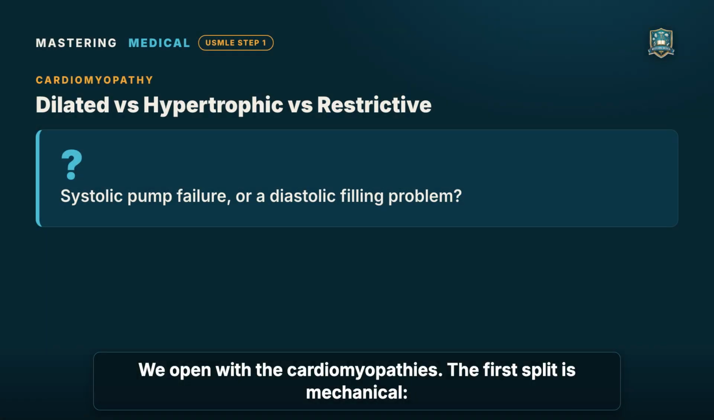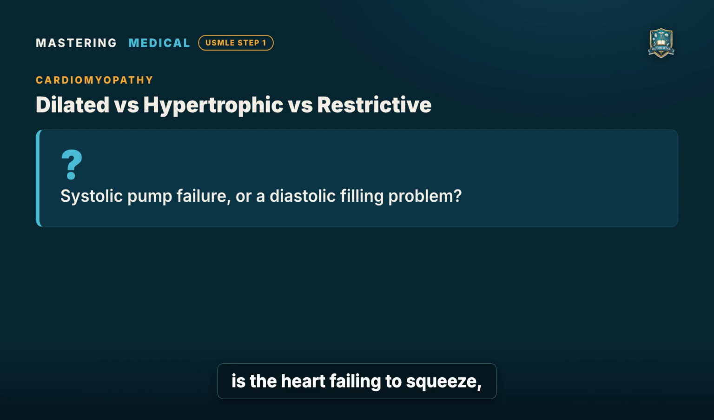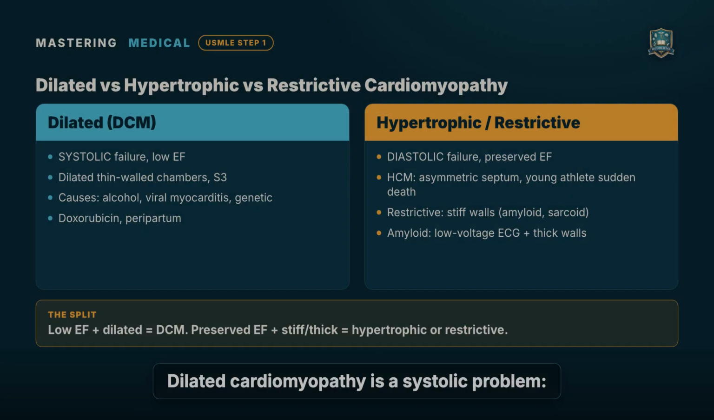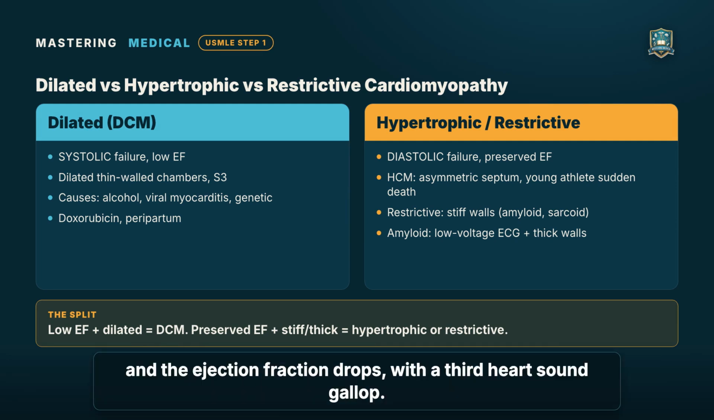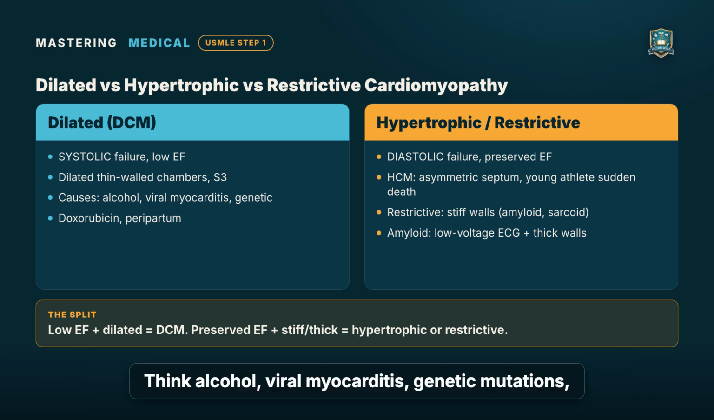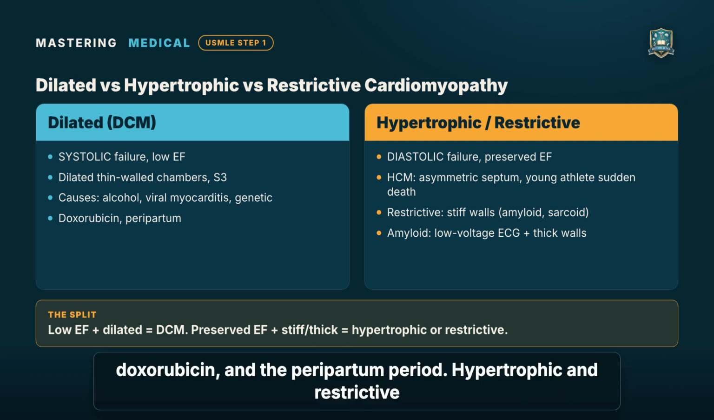The first split is mechanical. Is the heart failing to squeeze or failing to fill? Dilated is a systolic problem. Hypertrophic and restrictive are diastolic. Dilated cardiomyopathy is a systolic problem. The chambers dilate, the walls thin, and the ejection fraction drops, with a third heart sound gallop. Think alcohol, viral myocarditis, genetic mutations, doxorubicin, and the peripartum period.